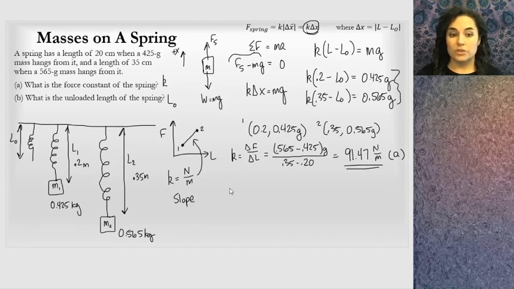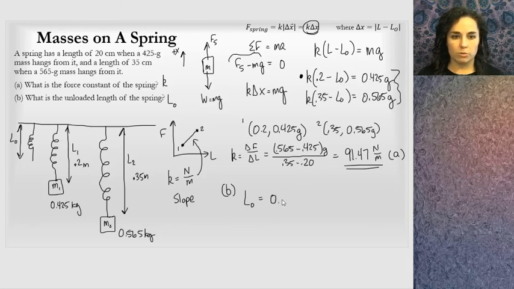Part B is fairly simple. Once I know K, I can plug it into one of these equations. Just plug it back into one of the original equations and solve, which means that I need to solve one of these equations for L naught. I'm going to use the first or top equation up here. I'm going to divide by K on both sides and rearrange my L naught in that term.